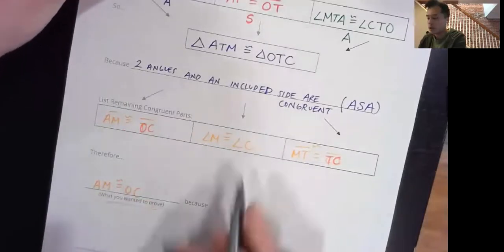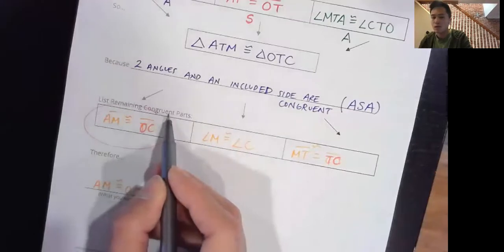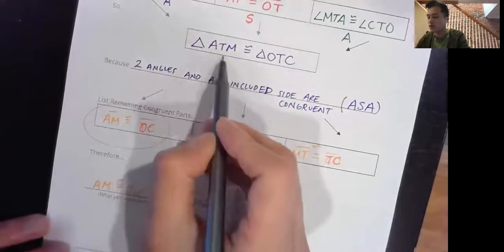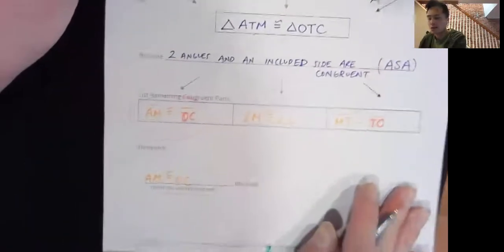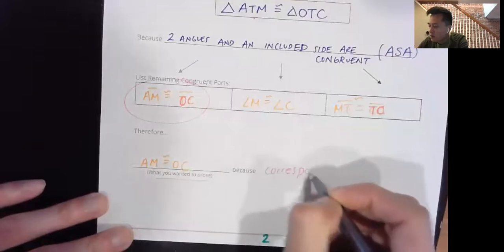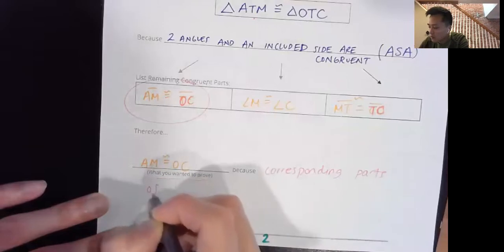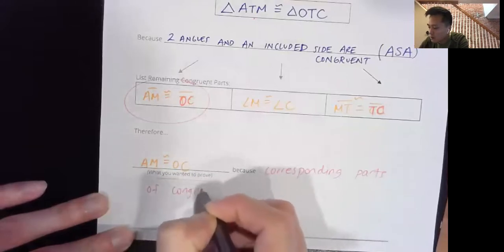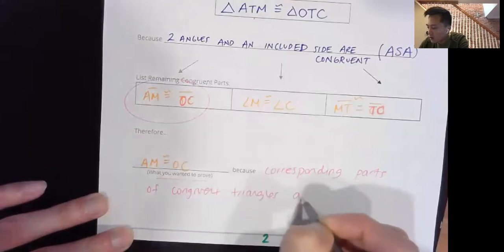and the reason why we know that those two sides are congruent is because we know that the remaining parts have to be congruent if we prove that the triangles were congruent. So I'm going to say because corresponding parts of congruent triangles are congruent.